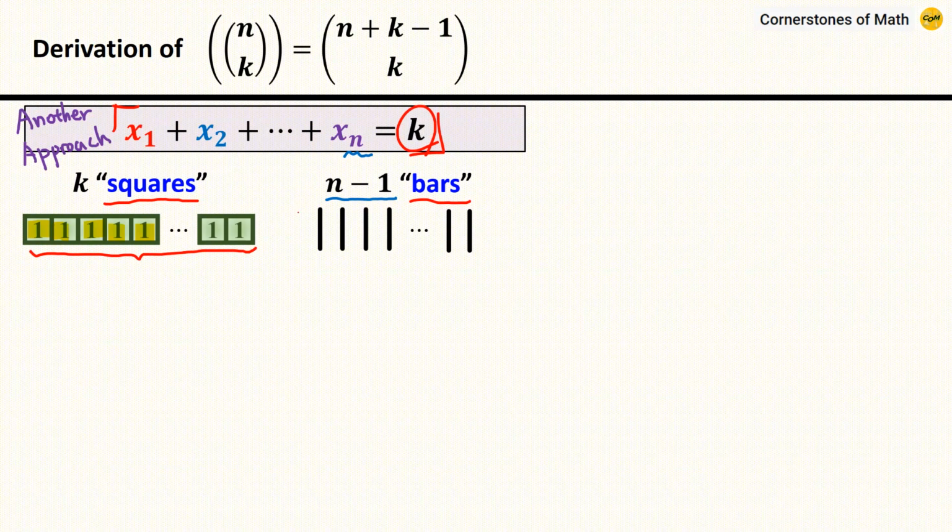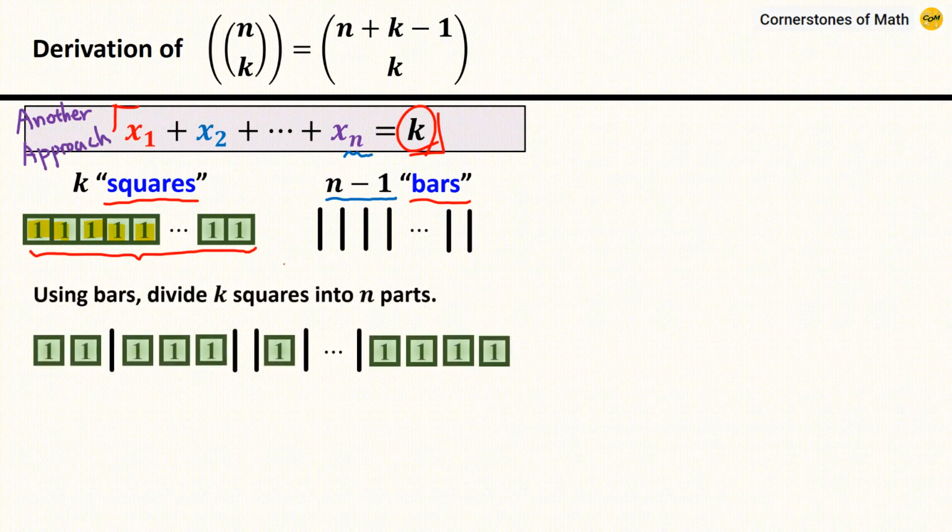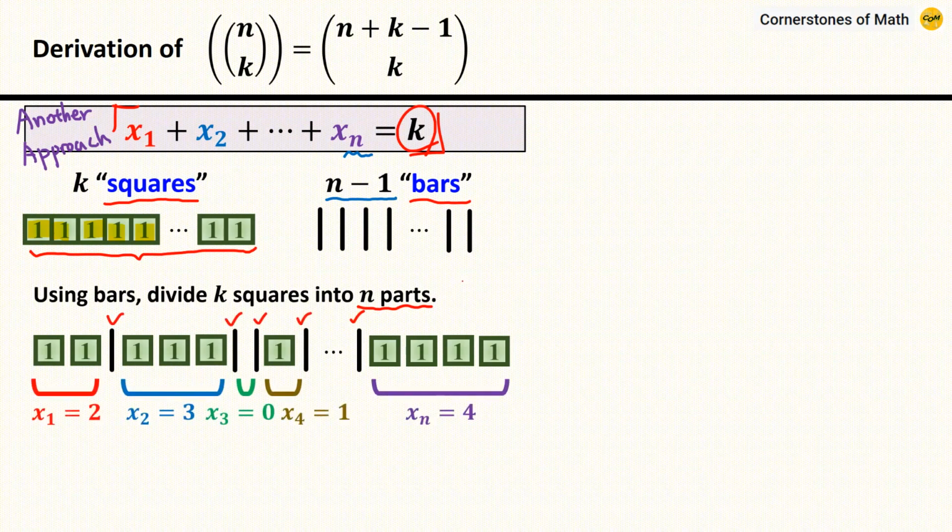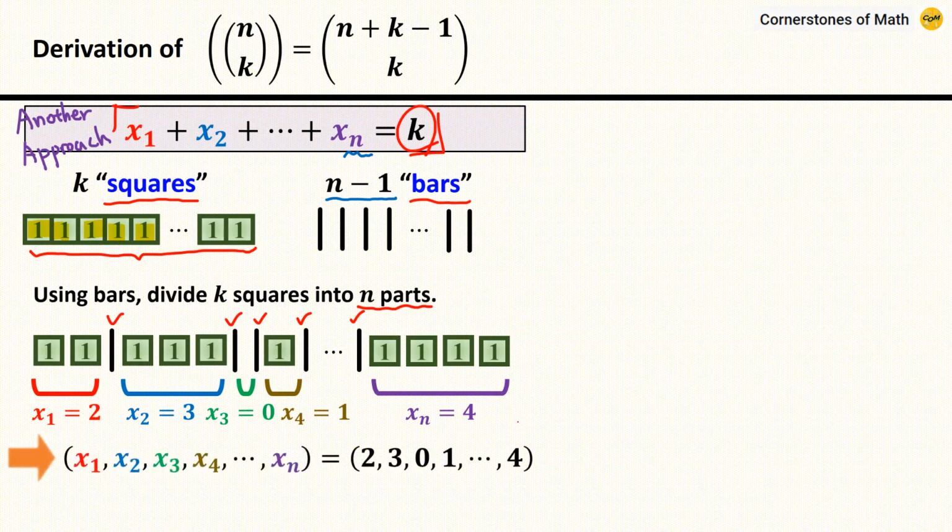What we're going to do here is, by using these n minus 1 bars, separate these k squares into n different parts, where each part is separated from another by bars. Then the value of each variable is assigned as the number of squares in each part sequentially. Then boom, we have one solution to the equation.